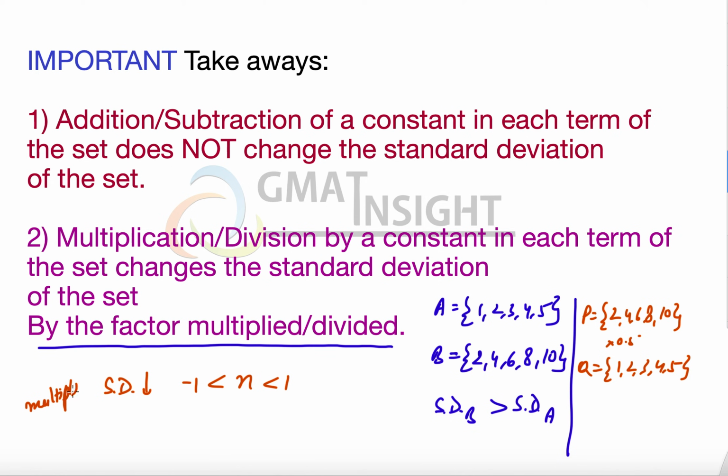So the division rule will be exactly opposite to multiplication. And if the factor that is getting multiplied in every term is either greater than 1 or less than -1, then the standard deviation of the new set will be greater than the standard deviation of the old set. So these are two important takeaways, and based on them, there have been several official questions. I hope they will help you build a basic understanding of the standard deviation. Now in the next video, we will discuss what happens when the number of terms in the two sets are different. However, I would like to take a pause on this video here.